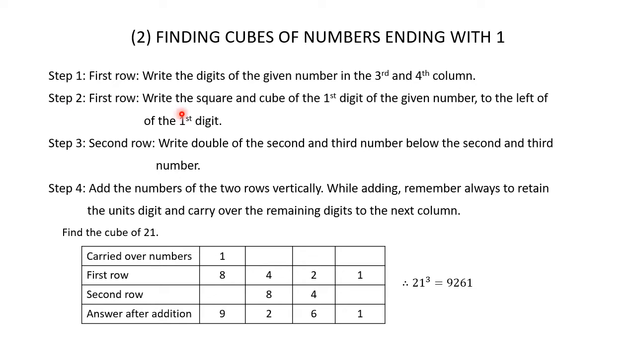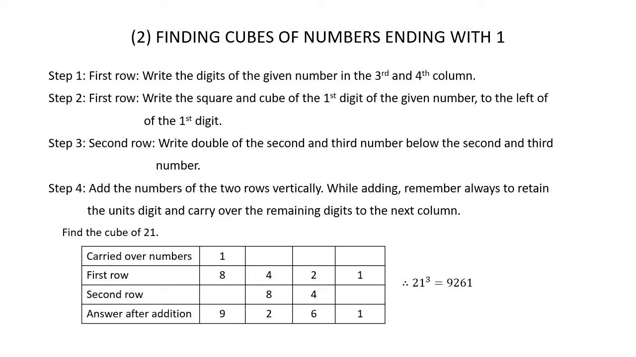In step 2, write the square and cube of the first digit of the given number to the left of the first digit. In step 3, write double of the second and third number below the second and third number. In step 4, add the numbers of the two rows vertically. While adding, remember always to retain only the units digit and carry over the remaining digits to the next column. Let's understand this with an example.